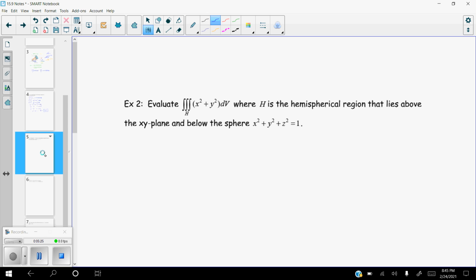over a hemispherical region. Let's see, and it lies above the XY plane and below the sphere x squared plus y squared plus z squared equals 1. So that one's really not too difficult to sketch, so we get an idea of what we're looking at here. It's going to be the top half of a sphere, basically, and it's going to sit above the XY plane.